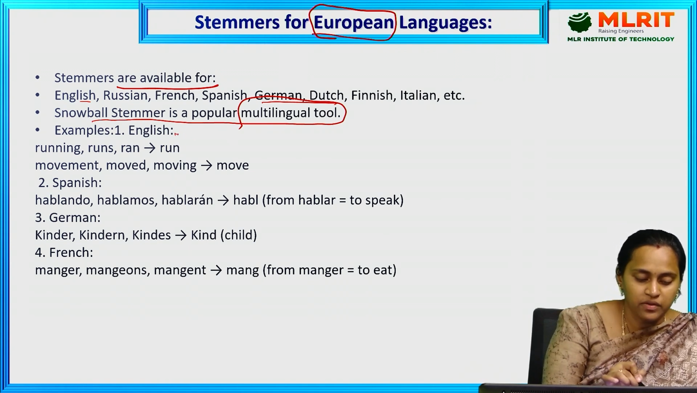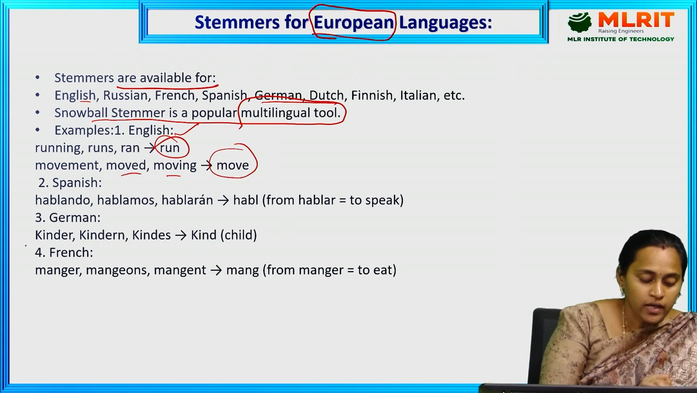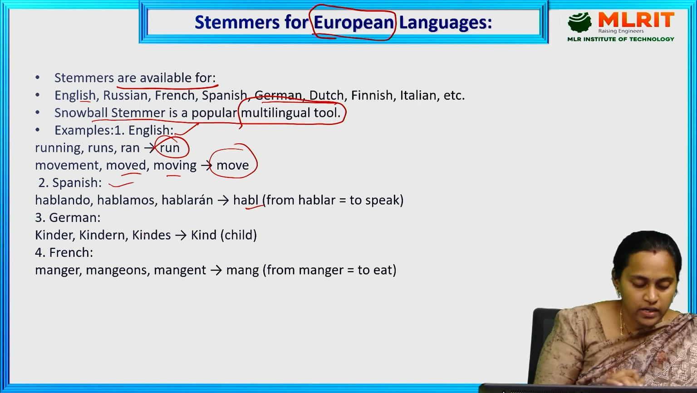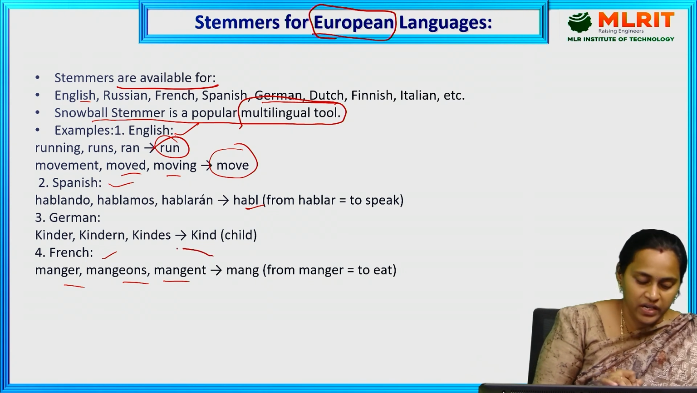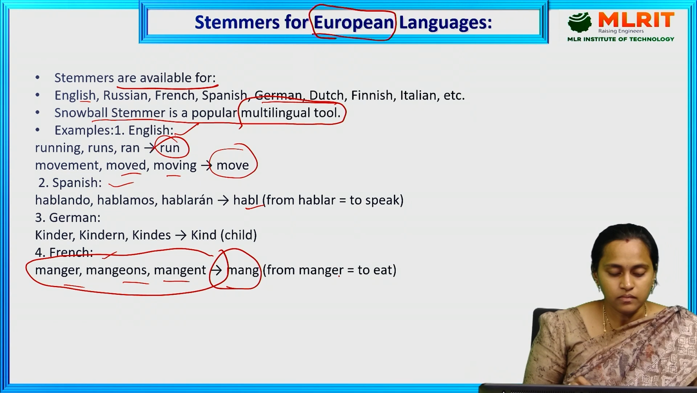Let's see. Coming to the first one, English: running, runs, run. The root word is run. Here movement, moving. The root word is move. Now coming to Spanish words, this is the root word, right? Some German, some French, these are the root words. These are different variations of words, and each contains the root word, right?